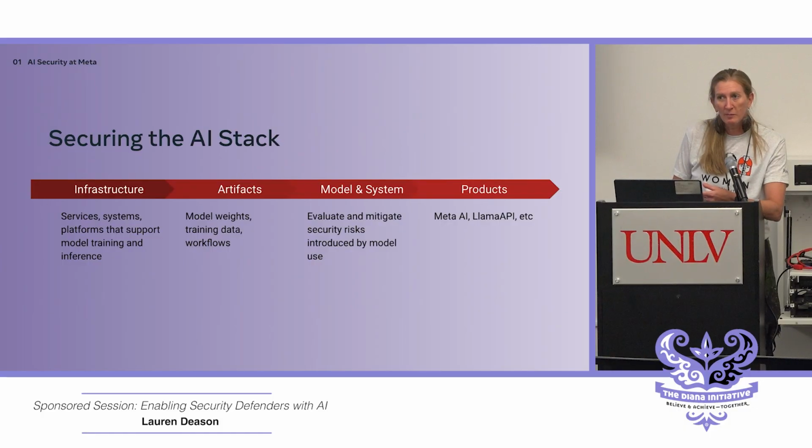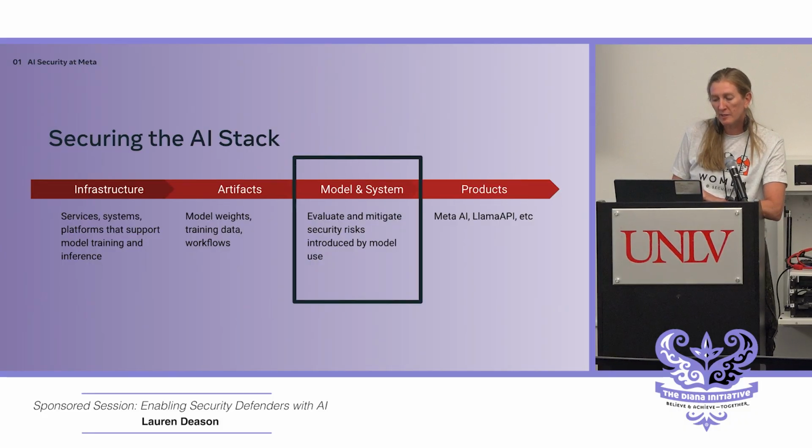After that, we need to think about the security implications of the models and the systems built on top of the models themselves. And then finally, we might think about specific products being launched by the company and the security risks associated with them. The team that I work on at Meta fits squarely into this third bucket, where we're thinking about the system and model level cybersecurity risks introduced by generative AI.